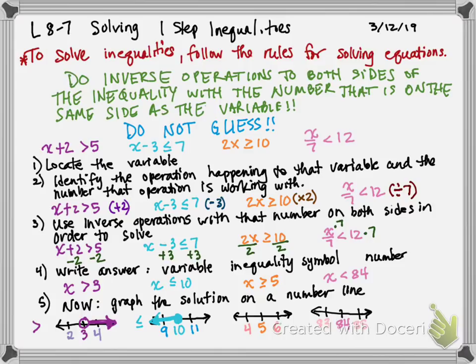The next one had an inequality that was greater than or equal to. So at 5, it's going to get closed in because 5 is a solution, and then I color to the right for greater than. And last but not least, we had less than. Less than says 84 is not a solution, so it's an open circle, and I color to the left for less than. Okay?